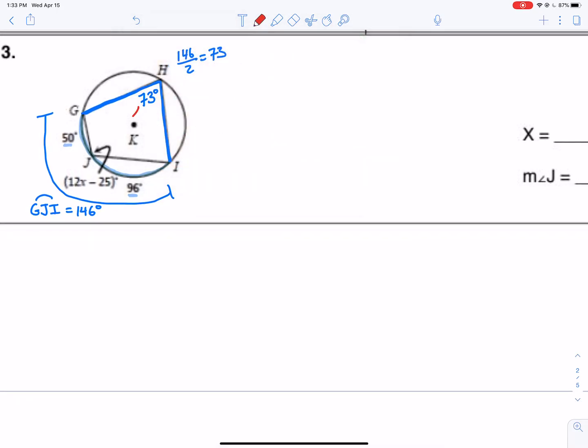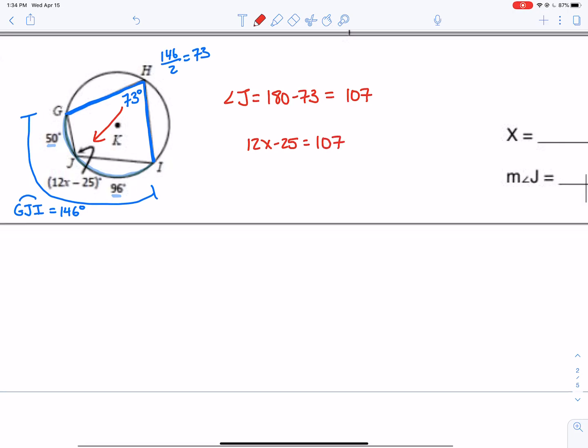These are opposite angles. Remember, in a quadrilateral that's inscribed, opposite angles are supplementary. So we know that angle J will equal 180 minus 73, which will be 107. And then we can say 12x minus 25 equals 107. So we know angle J is 107. That's one of our answers.